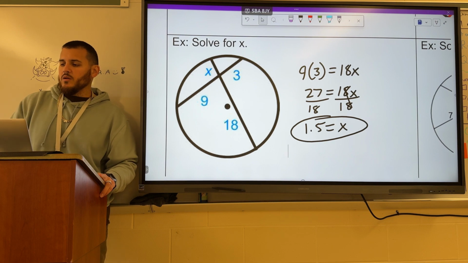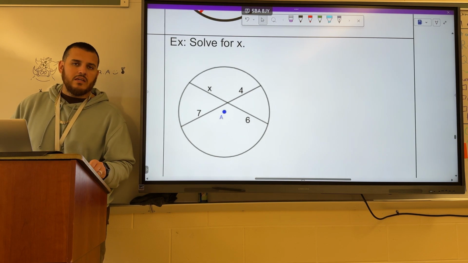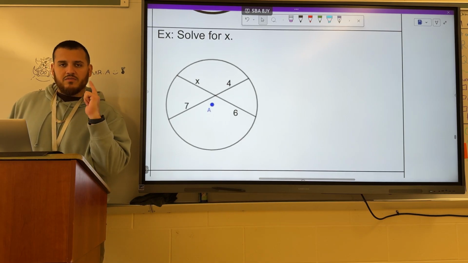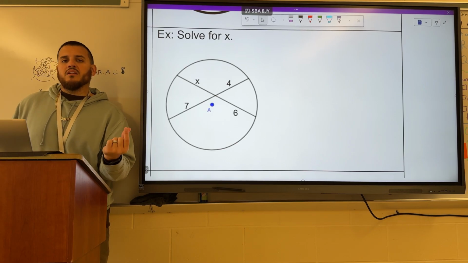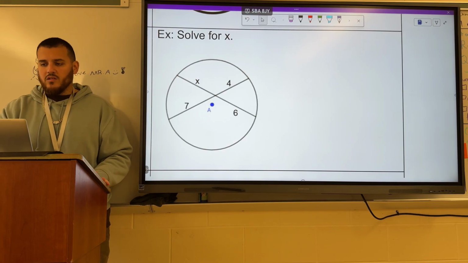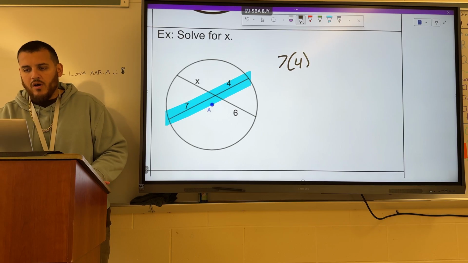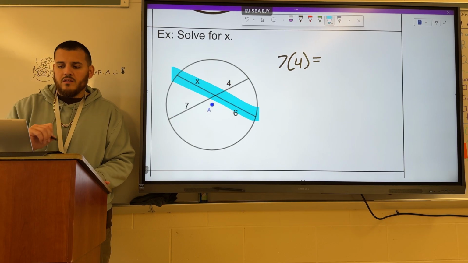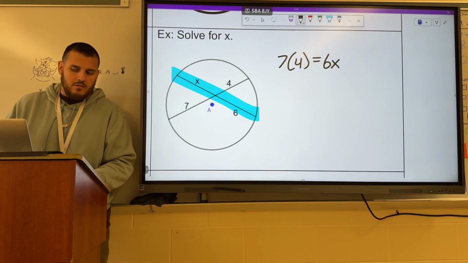Right, let's see if you can apply this on your own. Pause the video here, see if you can find the value of X in this example. All right, let's see how you did. First, we have to recognize we have two chords intersecting in a circle. The segments that are created on each chord, we'll get the products of them and they will be equal to each other. As we look at this chord, our segments are 7 and 4. The product of those values will be equal to the product of the segments on this chord, which are 6 and X. So it's 6X, 6 times X.